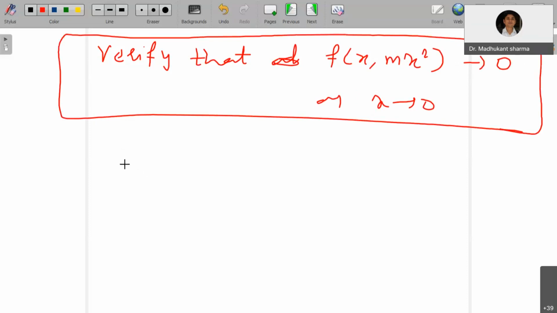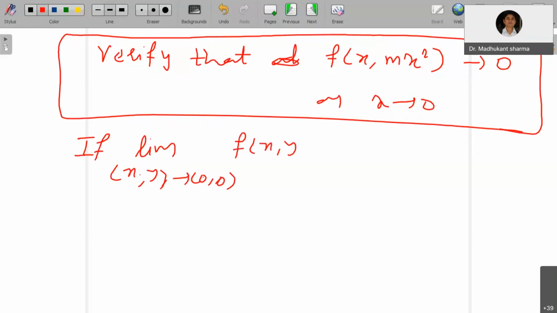Now, what is the initial guess? If the limit as (x, y) tends to (0, 0) of f of (x, y) exists, then L must be 0.